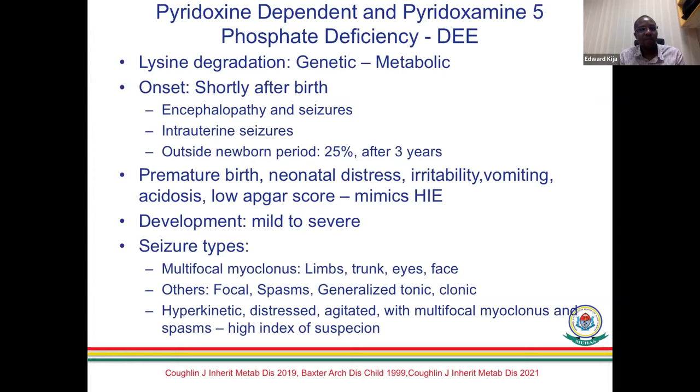Other seizure types which have been reported include focal seizures, as well as epileptic spasms and generalized tonic, as well as clonic seizures. The classic presentation which should alert clinicians to the possibility of pyridoxine dependent epilepsy or pyridoxamine 5-phosphate deficiency DEE is the hyperkinetic newborn who seems to be distressed, who is agitated, and who is presenting with continuous multifocal myoclonus or spasms.